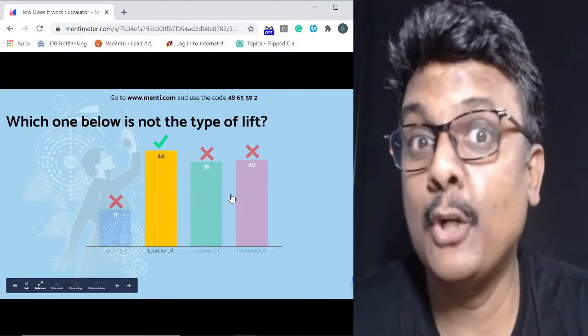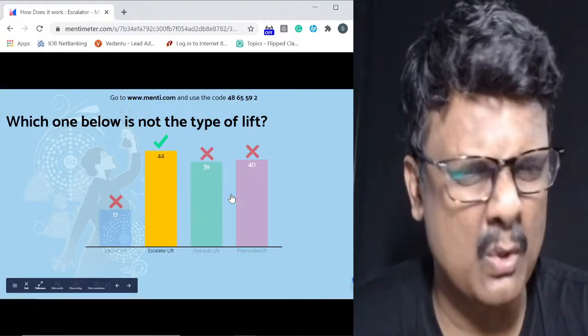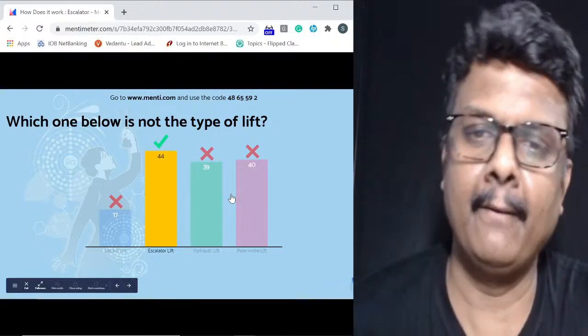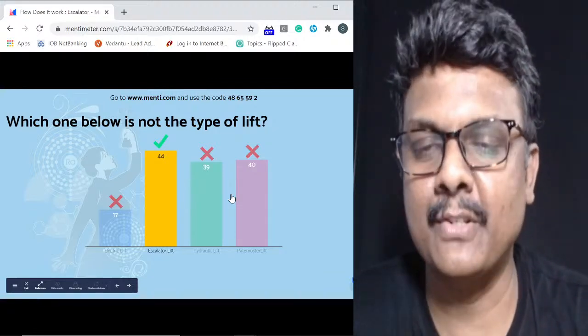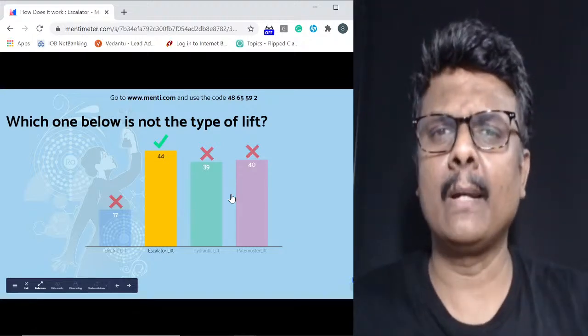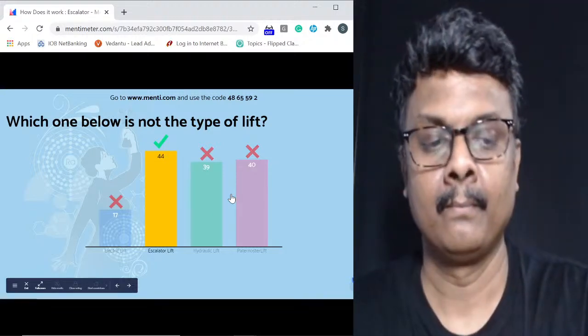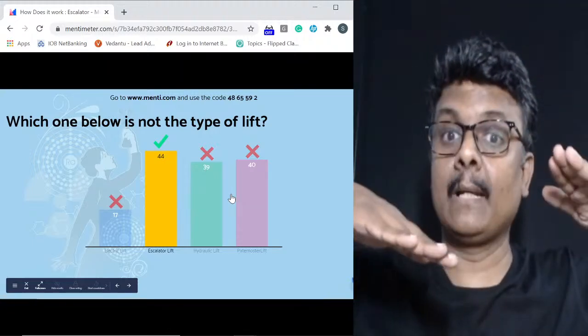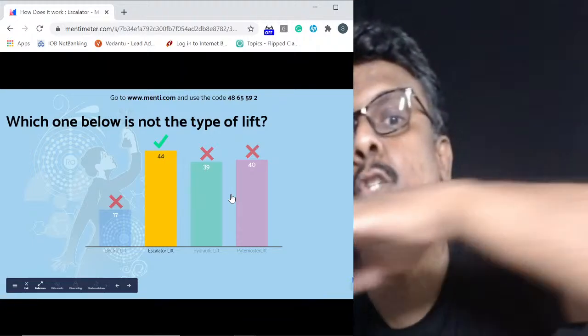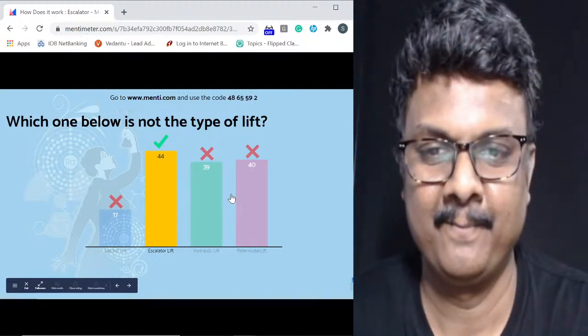Guys, escalator is not the type of lift. All of us know about it. So simple. And 44 of you, in fact the maximum number of students, have given right answers. Good. Escalator is not lift. It's a moving staircase. Lift means you stand in a place and it goes up. This is not like that. It moves you also from one place to another. Clear?